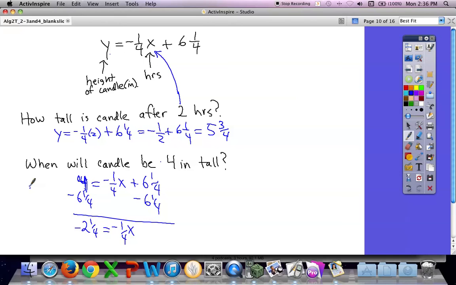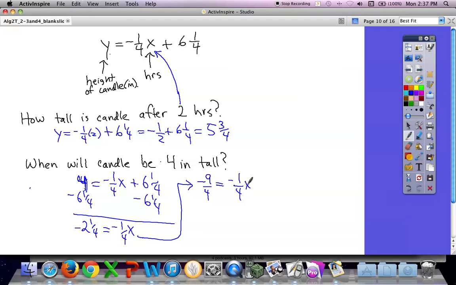And then last step, divide by or multiply by negative 4, right? So you want to multiply by the reciprocal of this. How about if, before I do that, I'm going to write this as 4 times 2 is 8, 9, negative 9/4. Negative 9/4 equals negative 1/4 x.